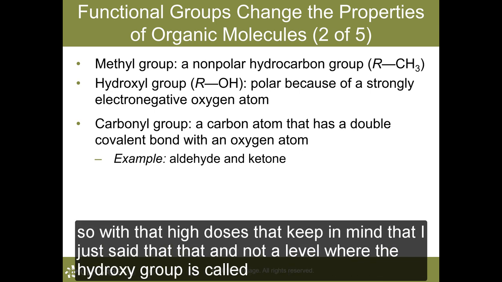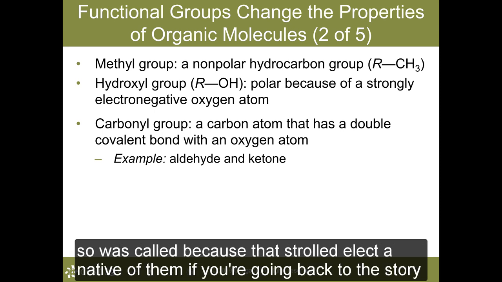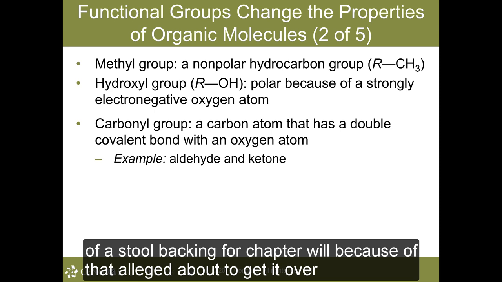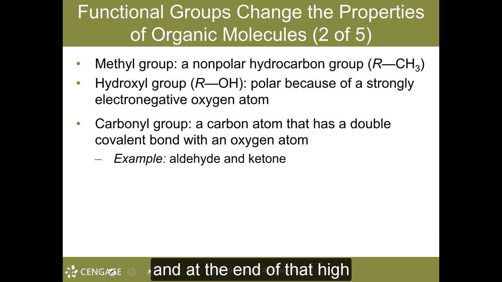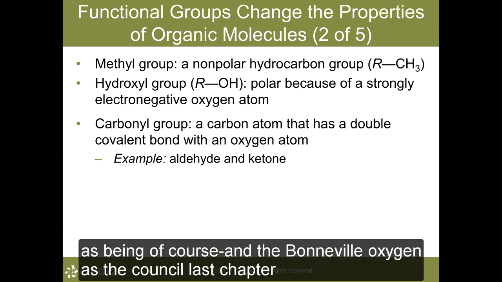With that hydroxyl group, keep in mind that I just said that the methyl group is nonpolar. Well, the hydroxyl group is polar. It's polar because of that strongly electronegative oxygen atom. If you all can think back to us drawing out H2O in the prior chapter, because of that electronegative oxygen, it is polar. And think of that hydroxyl group, the OH, as the hydrogen atom being bonded to an oxygen, as we saw last chapter.